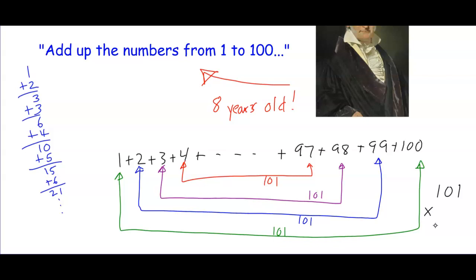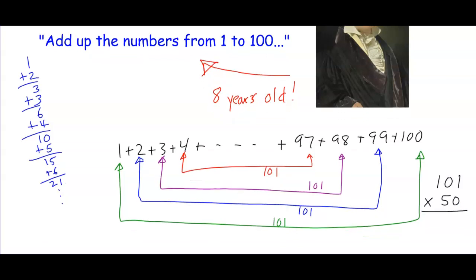So if we're pairing them up, that means we're going to have 50 pairs, half of however many there were. And even for an 8-year-old Gauss, multiplication was not really a challenge, and honestly, I don't think this particular multiplication would be a challenge for many 8-year-olds. It's got so many zeros and ones in it, it comes out 5,050 very quickly. So this is kind of a double lesson.